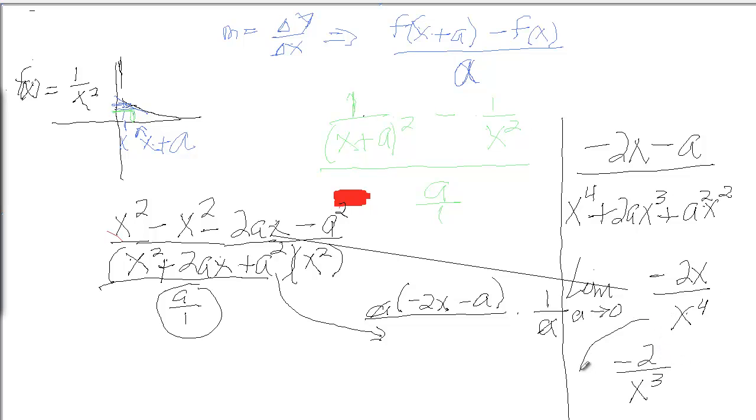And isn't that nice? That's the actual slope at any given point x of this function 1 over x squared. And that concludes this lesson.